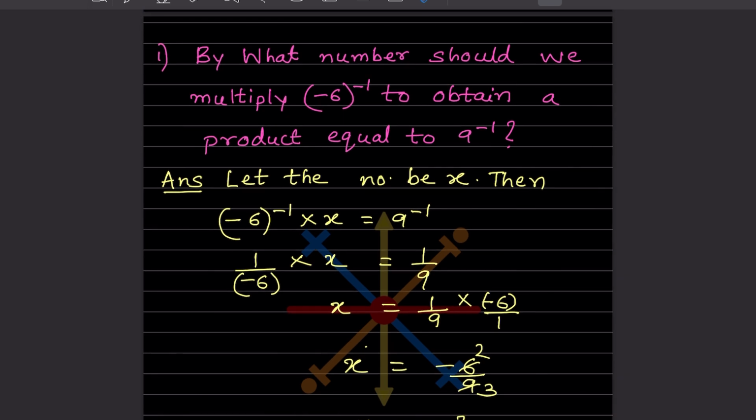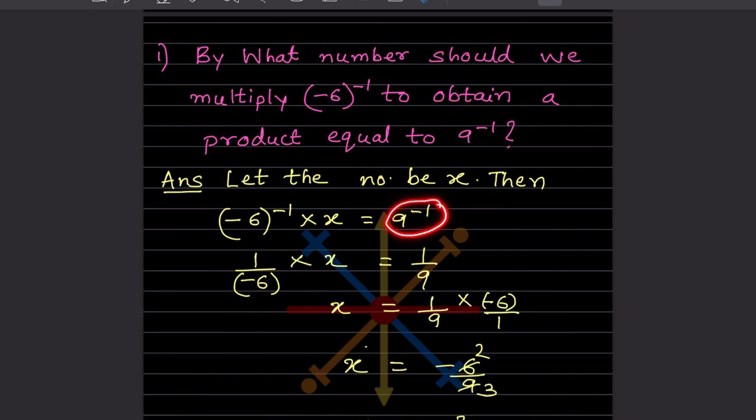So let us consider the number as x. So then what are we going to write here? This minus 6 raised to minus 1 multiplied by, because they said multiply, what number should we multiply? Multiply by x is equal to 9 raised to minus 1. So the exponent will become positive, and this will keep the minus as it is. So this becomes the reciprocal.